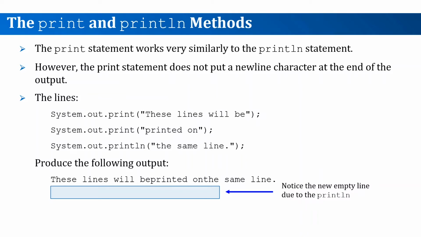Notice that the first statement will print "these lines will be" and then stop. The following statement will continue where the cursor stopped, which is at the end of the first statement. Then it prints "printed on" and stops. Then the last statement will continue from there to print "the same line," period. However, since the last statement is a println statement, it's going to create a new line and make the cursor wait at the beginning of that line.